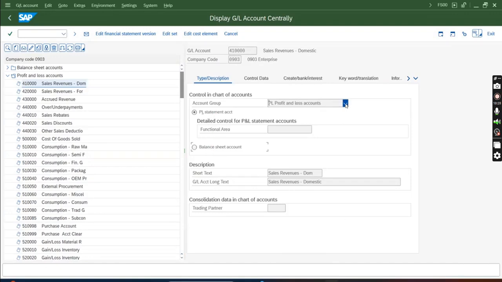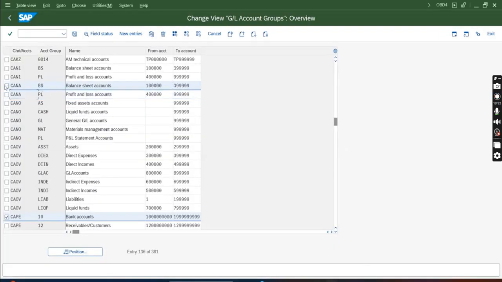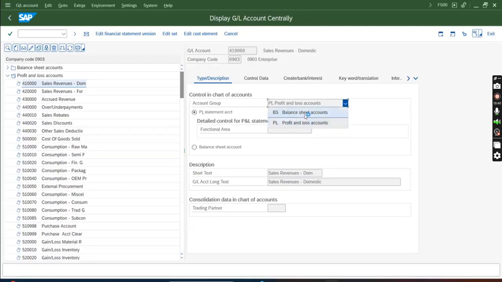So this drop down is controlled from OBD4. For example, if I run it for CANO, I will see 5 drop downs here, but these two are fixed. Again, this is an ECC system. I'll open the S4 system shortly and show you there is a little change here. So just understand it here from the ECC point of view first, then I'll talk about S4.